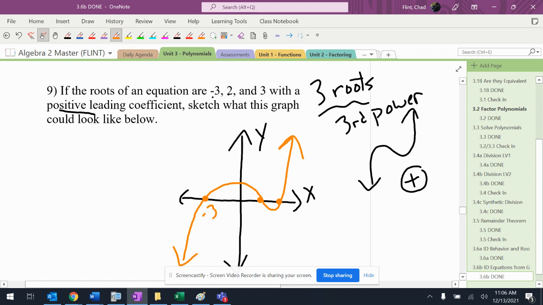I probably am going to put a negative 3 and a 2 and a 3 on there. So I am just drawing a sketch, and I should at least label what the numbers look like. Okay, so that's what I've got there.